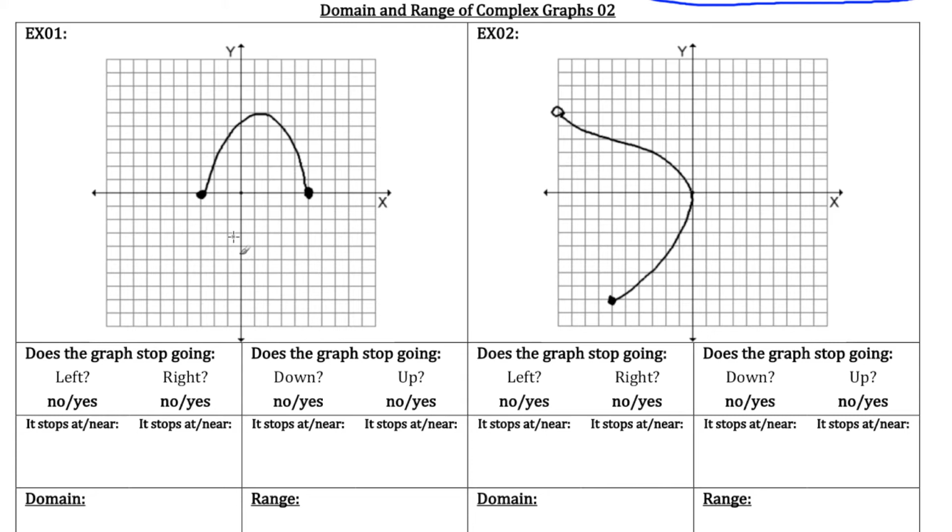So right here, let's talk about the x's on these points. Remember that these are a bunch of points, and each point has an x and a y. The domain describes the x values. So does this graph stop going left? Yes. Does it stop going right? Yes. So it stops going left at -3, and it stops going to the right at +5. -3 and +5.